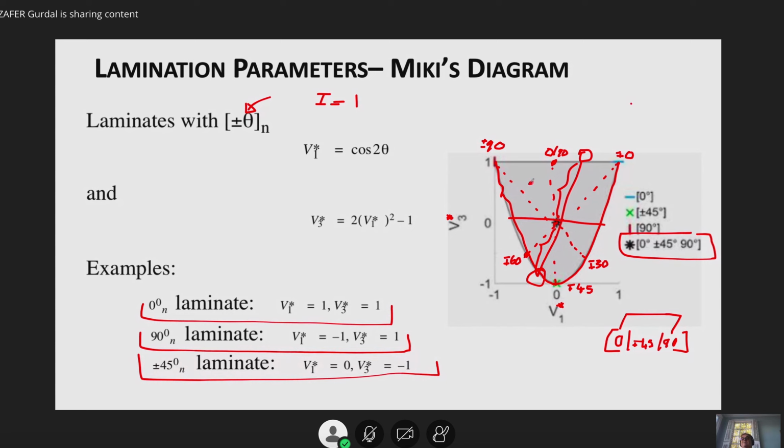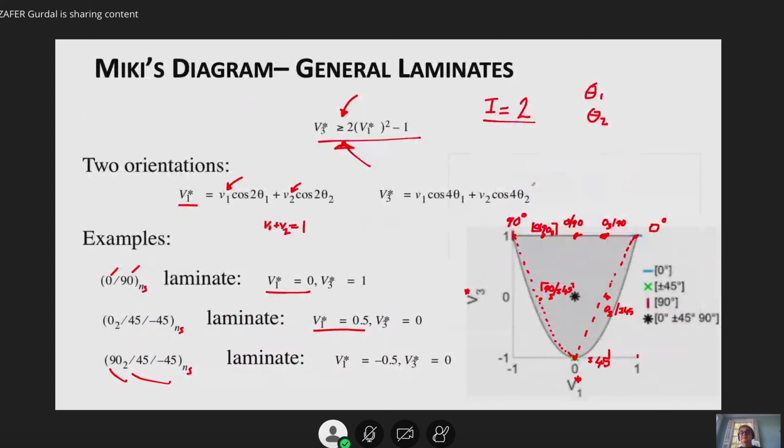If I want a laminate with stiffness properties, the A matrix, that gives me V1 star of some number and V3 star of some other number, I only need to find the angle that corresponds to that point. That will give me the V1 star and V3 star. So I can actually start solving very neat problems. This was what we were doing with V1 and V2.